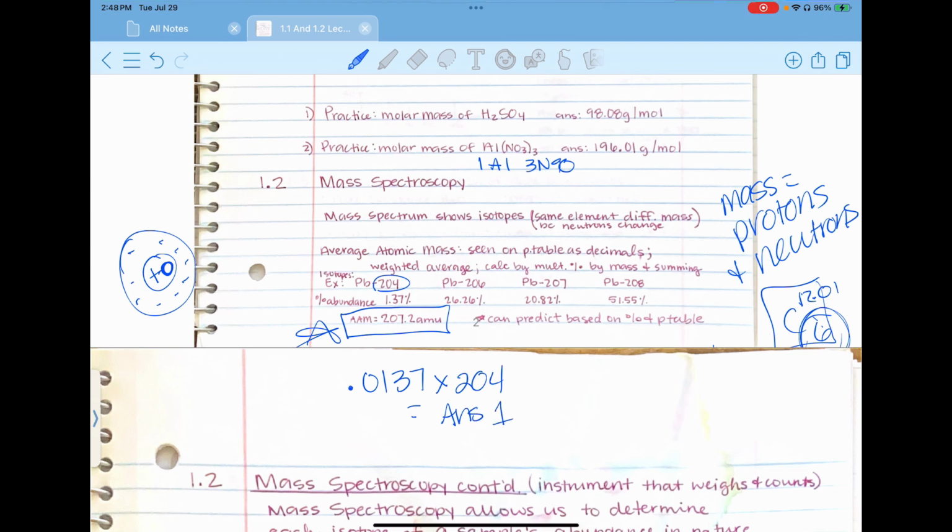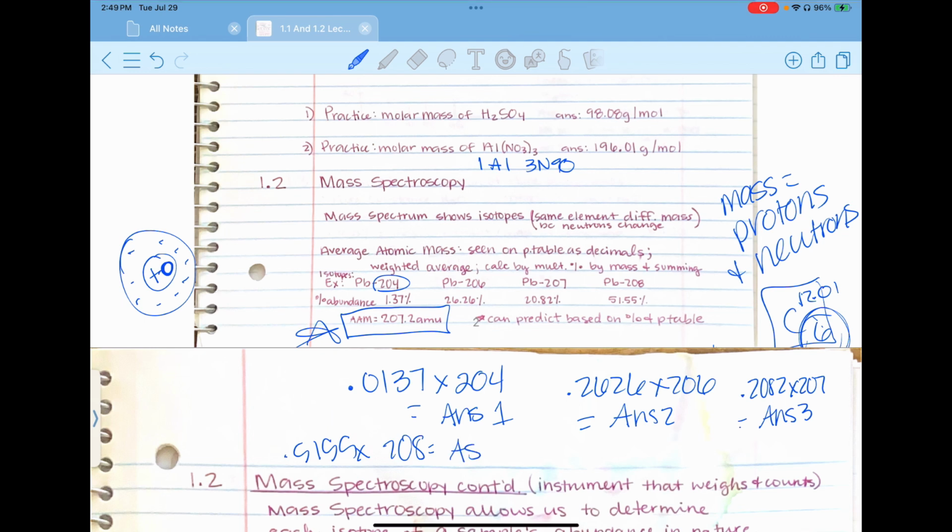All right, I'm going to do the same thing for 206. I'm going to say 0.2626 times 206. Right, answer 2. All right, I'm going to do the same thing, 0.2082 times 207, answer 3. And lastly, 0.5155 times 208, and I'm going to get answer 4. Okay, I'm going to add all 4 answers together.